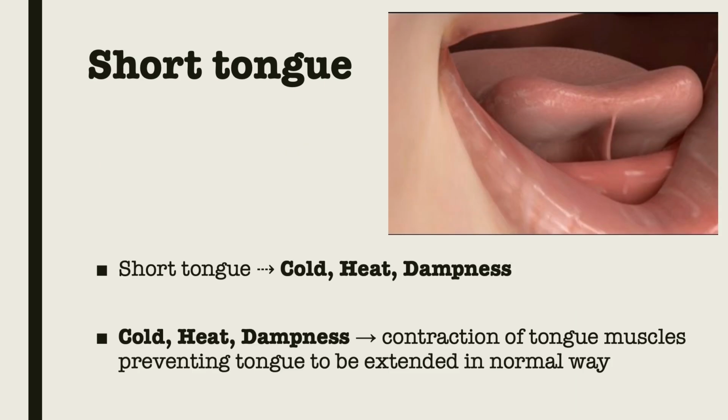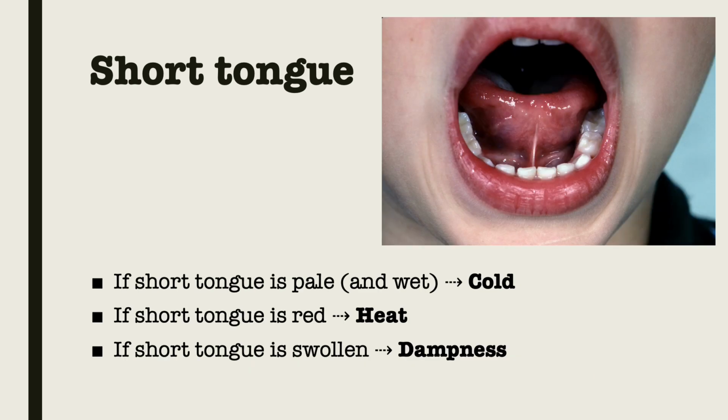A short tongue can point to cold, to heat, as well as to dampness. Cold, heat, and dampness can lead to contraction of the tongue muscles and prevent the tongue from being extended in a normal way. If a short tongue is pale and wet, this points to cold. If a short tongue is red, this points to heat. If a short tongue is swollen, this points to dampness.